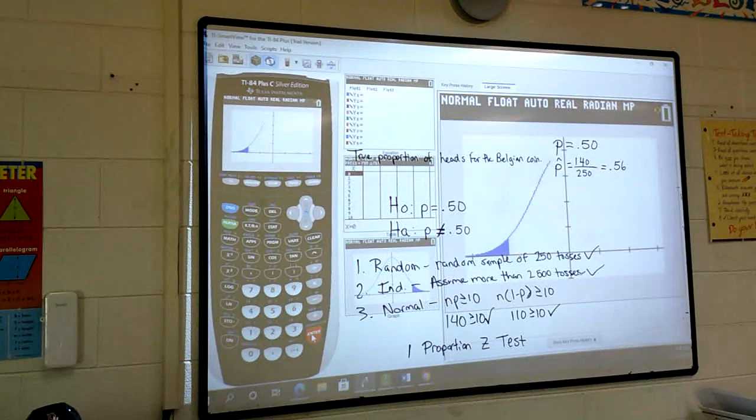Now, if you notice, this one's going to be shaded in both tails. That's because it's a not equal to, right? Because it wasn't a less than or greater than. If it's a greater than, it's only shaded in the upper. If it's a less than, it's only shaded in the lower. This one we're just seeing if it's not equal to 0.50, so it's going to be shaded in both directions.